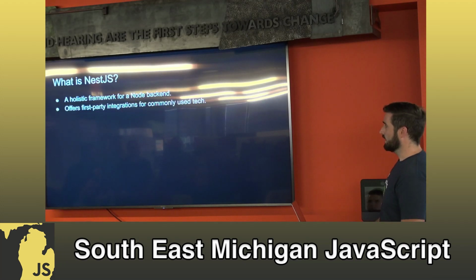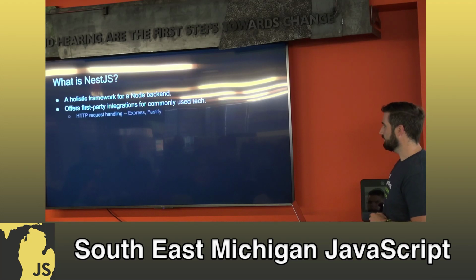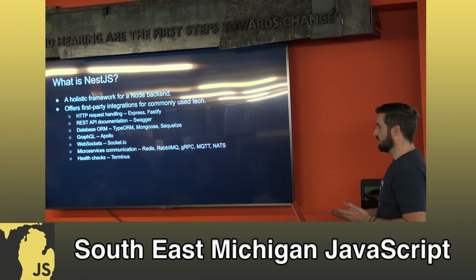It offers first-party integrations for commonly used technologies and libraries. So Nest offers a lot of first-party thin wrappers around existing libraries that you're used to. For example, for request handling, by default it uses Express, but you can switch to Fastify if you like. For REST API documentation, it uses Swagger. If you want to use a database ORM, there's a few options. It supports GraphQL, WebSockets, various forms of microservices communication. And if you're using it in more of a microservices architecture, like with Kubernetes, and need to have some health checks, it offers Terminus. And you can mix and match any of these libraries or technologies that you want.